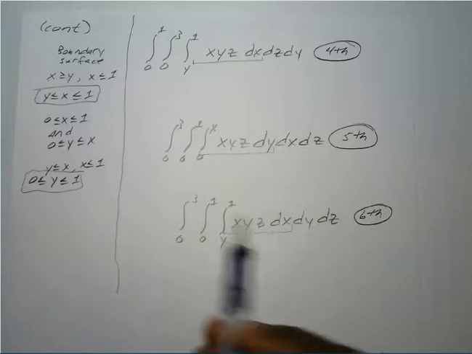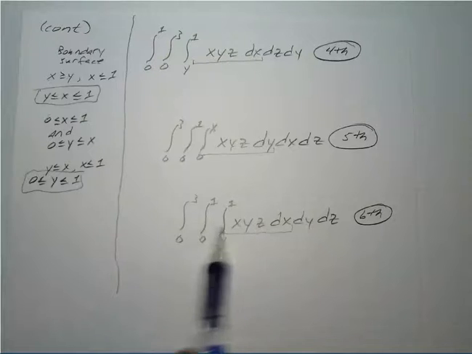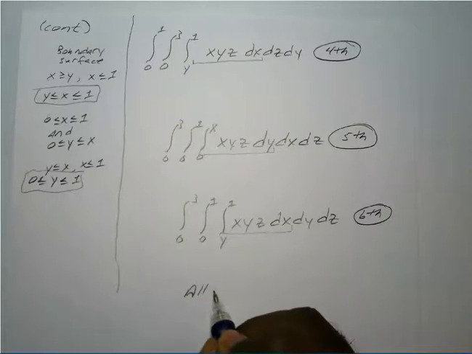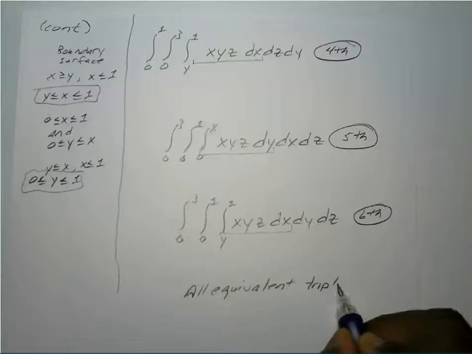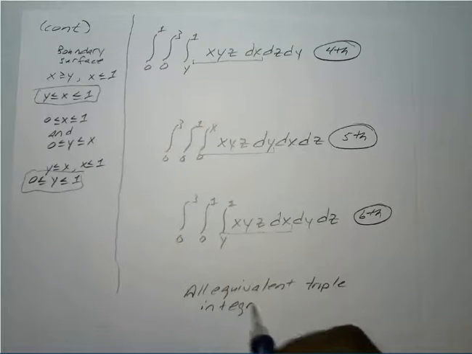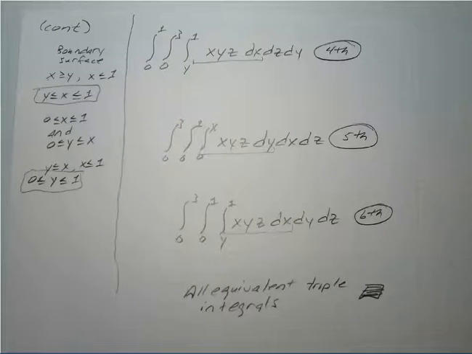Now these are all equivalent, so it doesn't matter. As long as you list the possible orders correctly, these should all give you the same answer. So these are all equivalent triple integrals. All right, if you are still writing, feel free to press pause. But we're going to go ahead and move on to our next example.